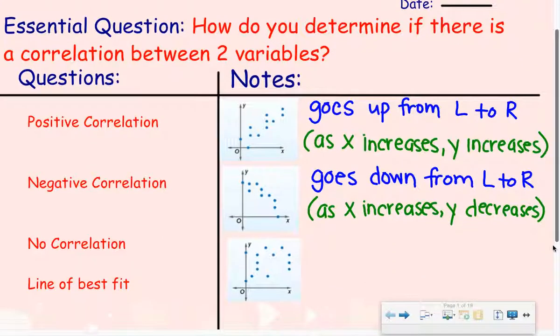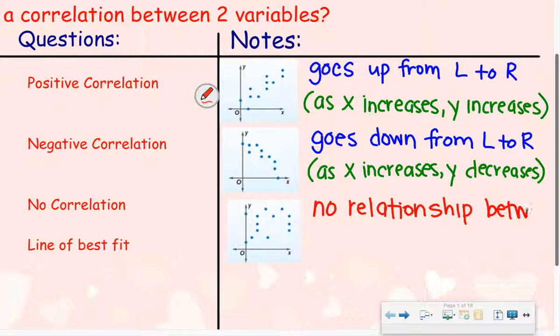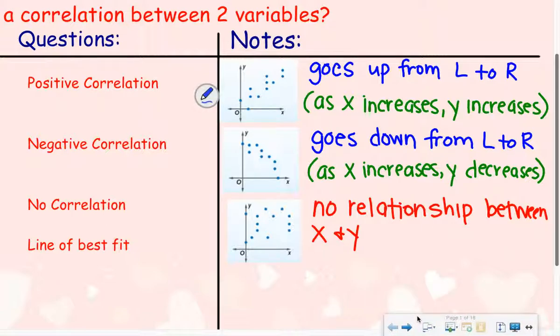No correlation means that there's no relationship between X and Y. So there's no trend to the data. And then our line of best fit shows the trend that the data is displaying. So a line of best fit kind of goes in the middle of the data and in the general direction that the data is going.